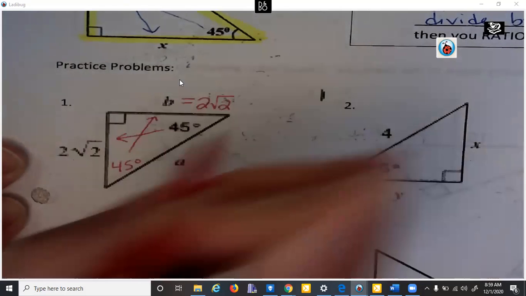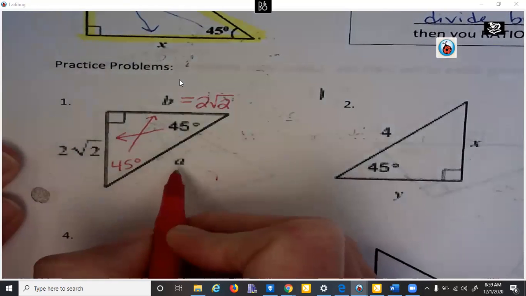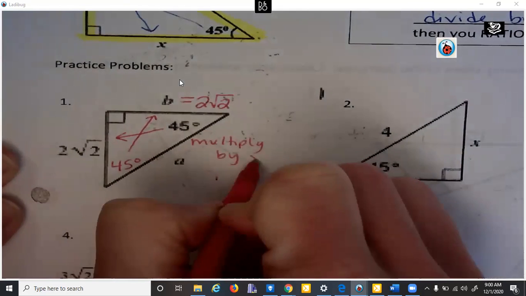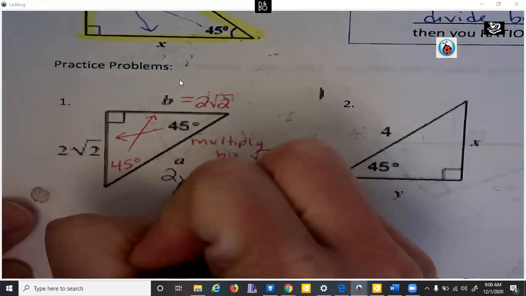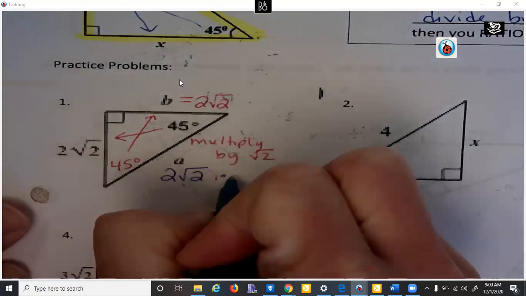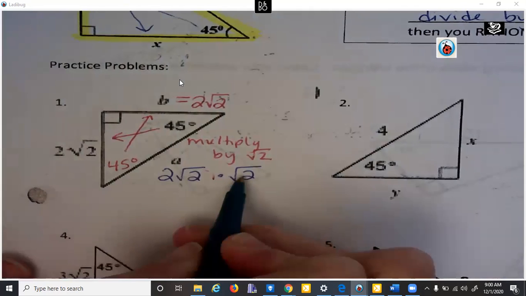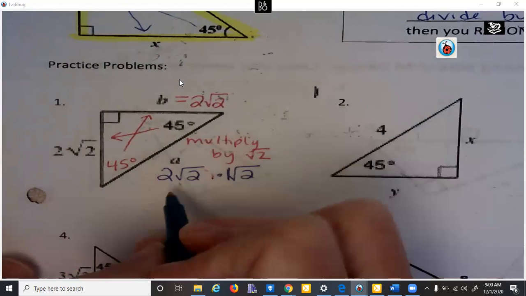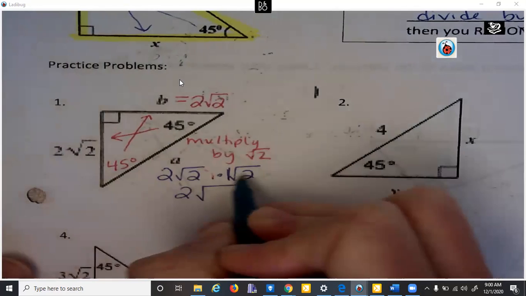So that's b. Okay. To get to the hypotenuse, you have to multiply by root 2. So we're going to take 2 root 2 and we're going to multiply by root 2. You only multiply what's inside. So I'm going to leave, you can put a 1 right here if you want. So 2 times 1 is 2. And then when you multiply what's on the inside, I get square root 4.